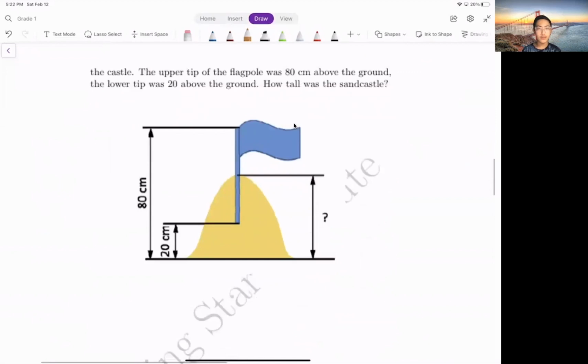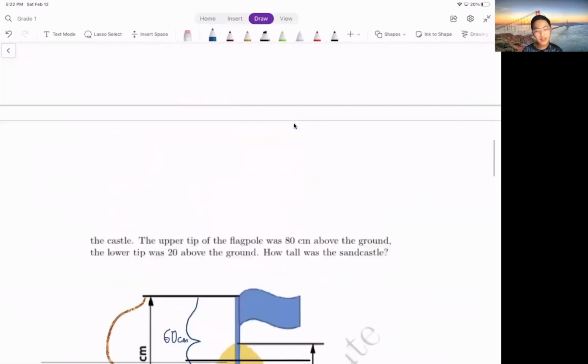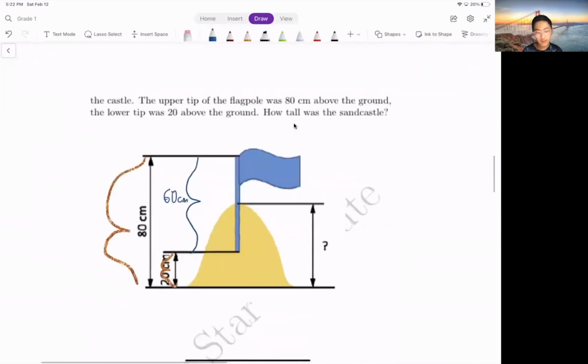Let's start off with this first. We know that this is 80 centimeters, while this is 20 centimeters. So we know that the height of this flag should be 60 centimeters. And since above it said that they stuck half of the flagpole into the highest point of the castle, that means that each part of this should just be 30. And this part in green should also be 30.